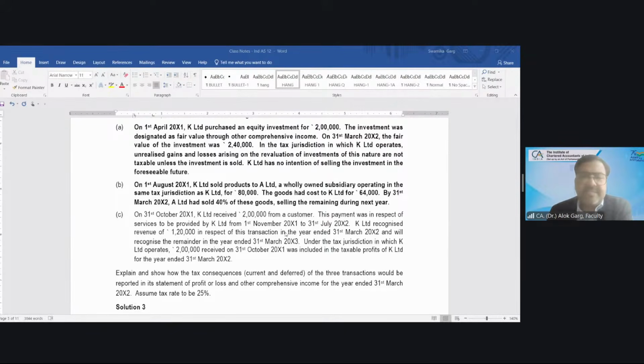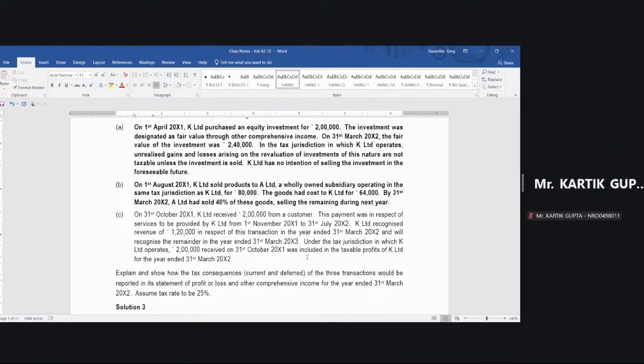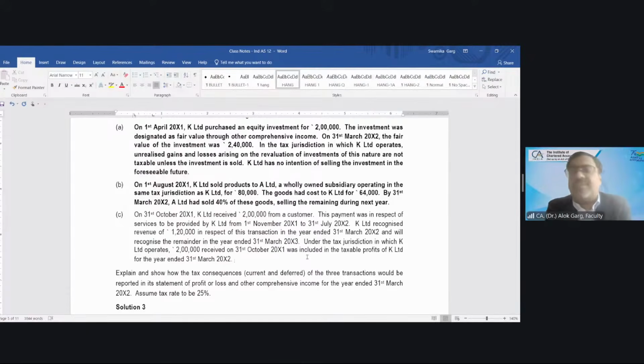Then it says that under the tax jurisdiction in which K Limited operates, 2 lakh rupees received on 31st October was included in the taxable profit in that year only. See, if we prepare the books of accounts as per Companies Act, what is my revenue in the first year? 1.2 lakh. What is the revenue considered by income tax department as per income tax provisions? Entire 2 lakhs. They are saying that it will be taxable in the year of receipt. So they are considering revenue of 2 lakh, and we are considering revenue of 1.2 lakh, right?